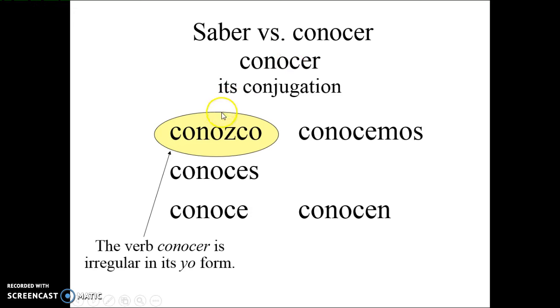But notice, just like saber, the yo form is irregular. There's a Z in there. Conozco. We would say conozco. The Z is pronounced like an S. In Spain, they'd say conozco. It's pronounced like a TH. Conozco.